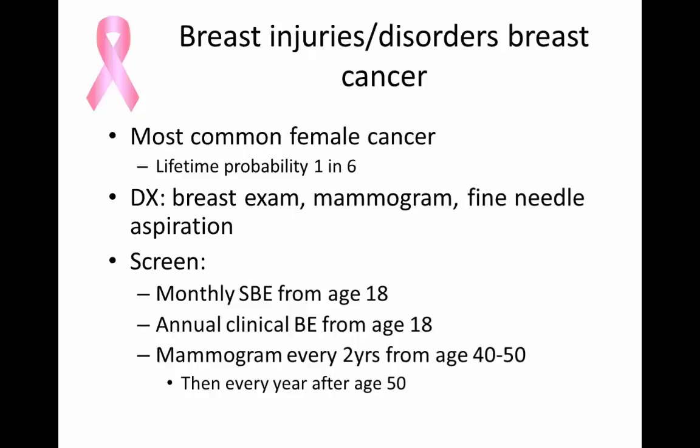Breast cancers can start from different parts of the breast. Most breast cancers begin in the ducts that carry milk to the nipple, or ductal cancers. Some start in the glands that make breast milk, or lobular cancers. There are also other types of breast cancers that are less common.